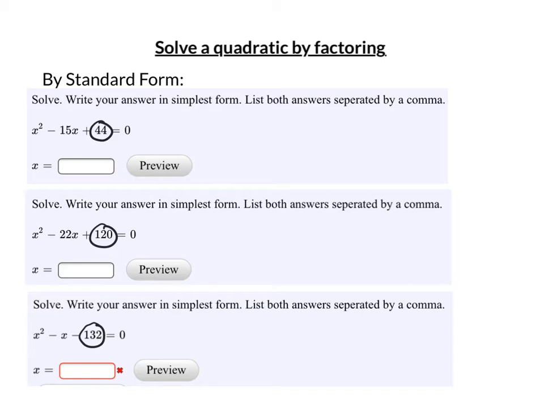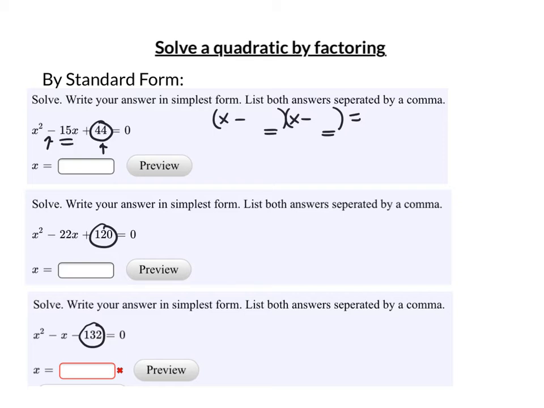But I'm going to factor this with standard form, and I need two numbers that multiply to 44 right here, but when I add them they make negative 15. Remember that x times x is x squared. This number times this number makes positive 44. So my signs are either two positives to make positive 44 or two negatives. Since this sign is negative, it's going to be two negatives. Two numbers that multiply to 44 but add to 15.